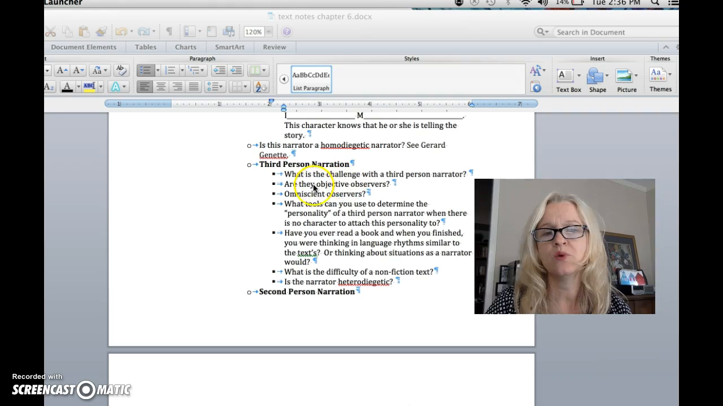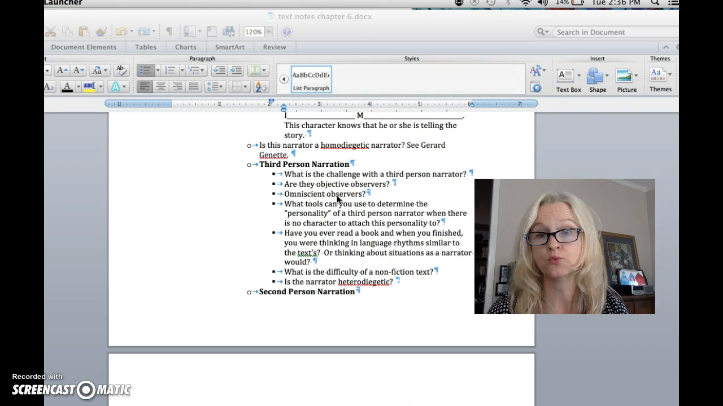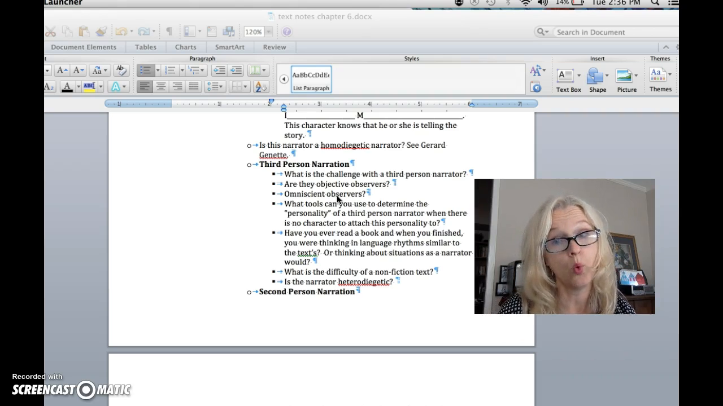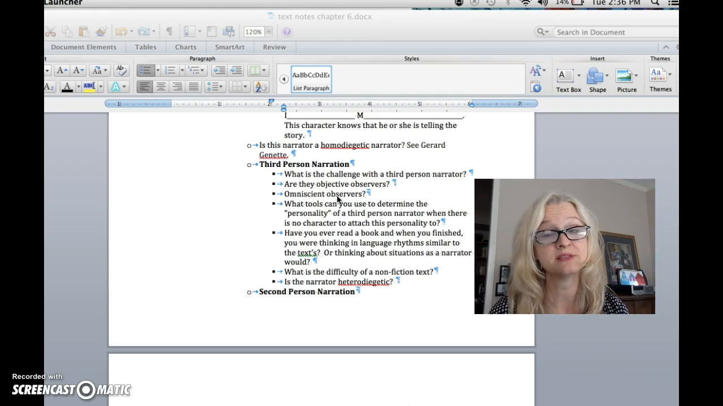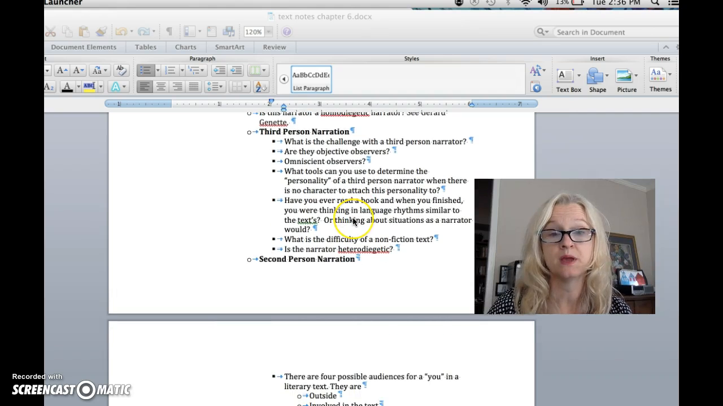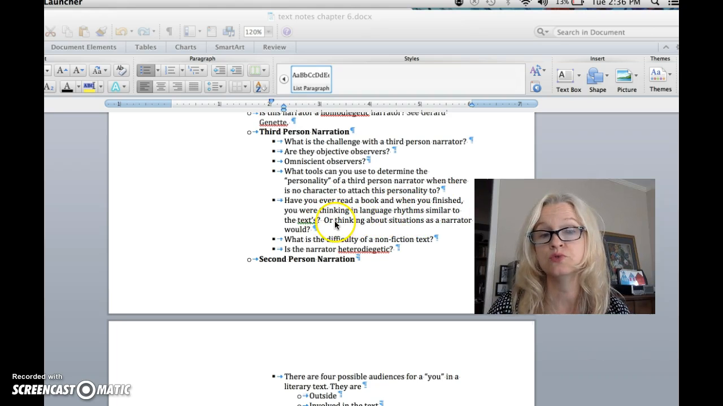You also want to ask, are they objective? This idea that an omniscient narrator is objective is not a good one, because an omniscient narrator can be highly subjective. They can talk about other characters, some characters more than others. They can talk more favorably about some characters than others. Generally, omniscient narrators have sympathies and alliances, and they very rarely give equal time and equal sympathy to all the characters. So you want to look at that. I always think about this question when I'm reading a narrator: have you ever read a book and, when you finished, you were thinking in language rhythms similar to the text?